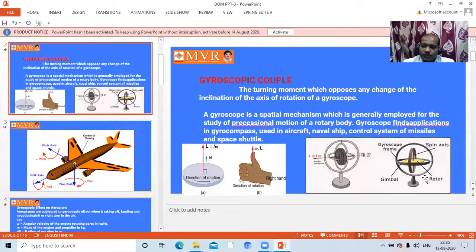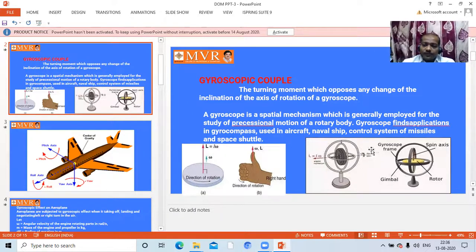In ships, we call it a rotor. In aeroplanes, we call it a propeller. That means the propeller is the self-generating energy source in an aeroplane, and the rotor is the self-generating energy source for a ship. Like that, if you observe this frame, the self-generating energy is at the rotor. Based upon the rotor speed only, we are able to balance. It also depends upon the mass of the rotor and the angular speed of the rotor.